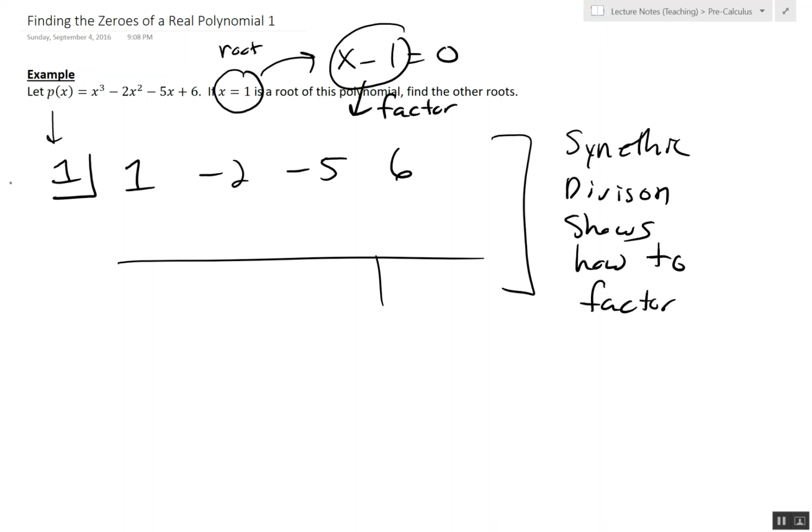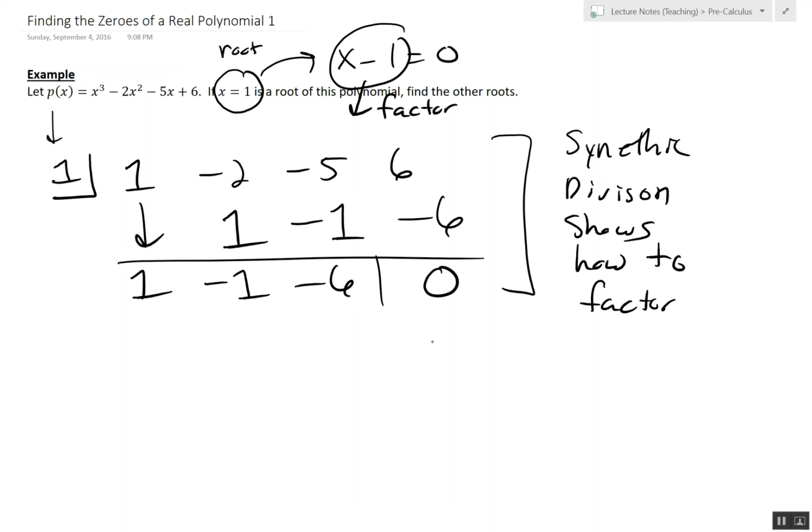So let's do our synthetic division. And so we'll have 1 times 1 is 1, negative 2 minus 1 is a negative 1, 1 times negative 1 is negative 1, and we'll get a negative 6, and 1 times negative 6 is negative 6, and we get a 0. And this again shows that x equals 1 is a root. And if you got anything other than 0 there, you made a mistake, so go back and fix it.